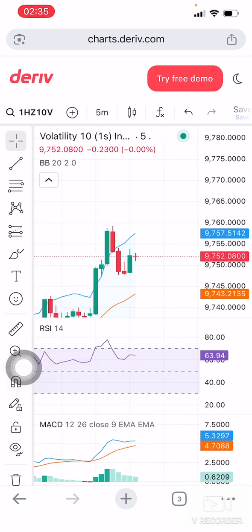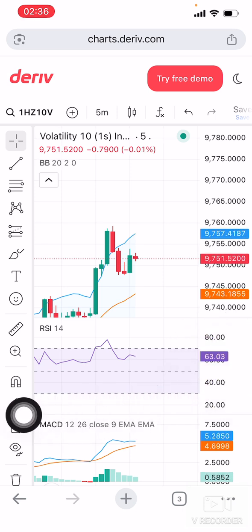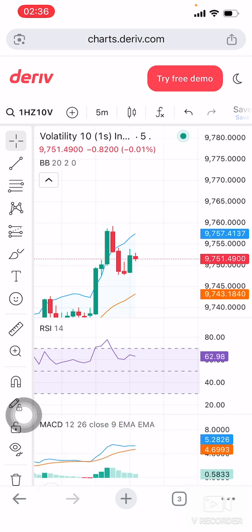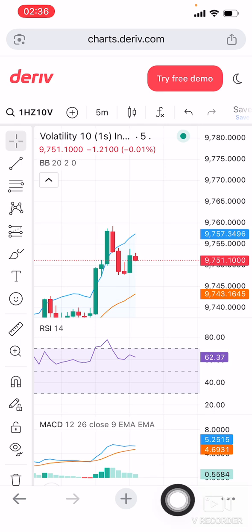Again, our RSI is above 50. When RSI is above 50, we go for Asians downs. But when RSI is below 50, we go for Asians ups. We should also consider the MACD. The blue line should intercross the orange line facing downwards.